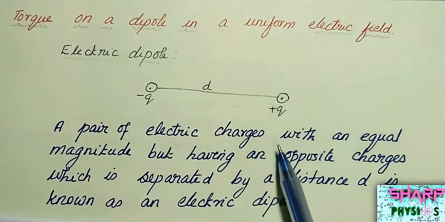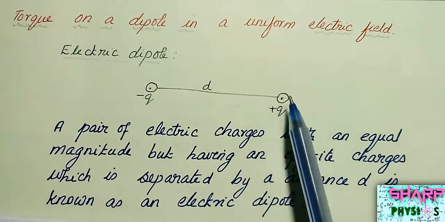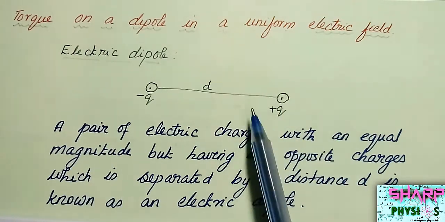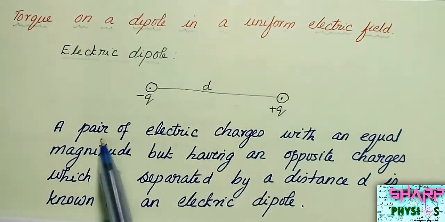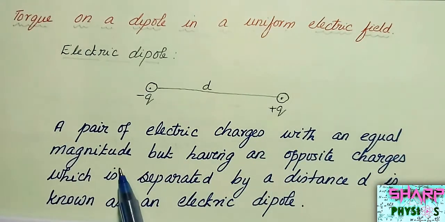A pair of electric charges with equal magnitude but opposite sign, separated by a distance d, is known as an electric dipole. That's what we call a dipole, an electric dipole.